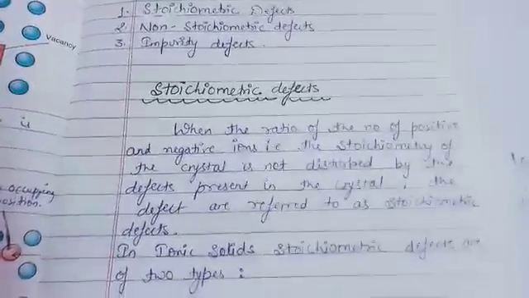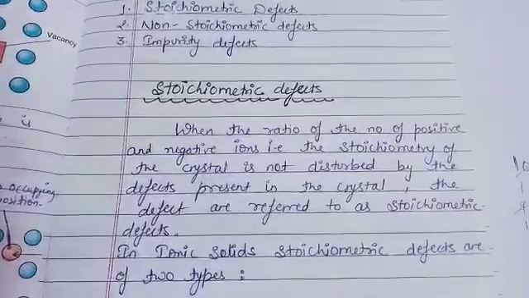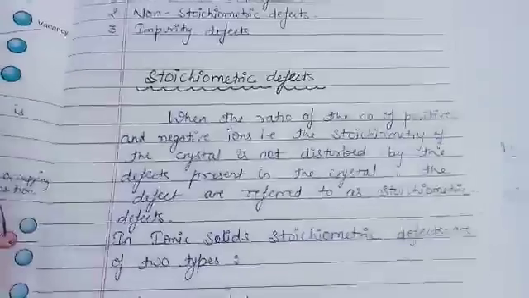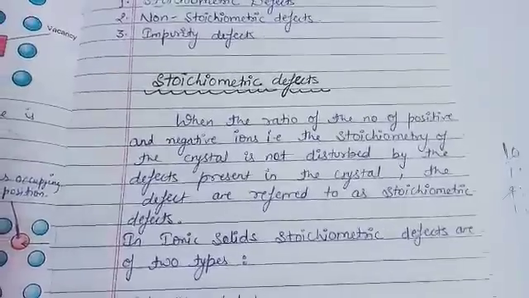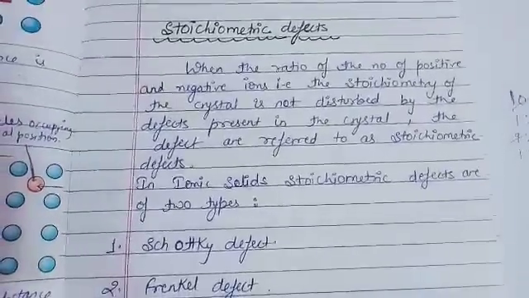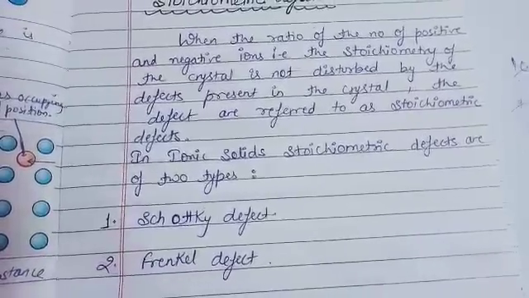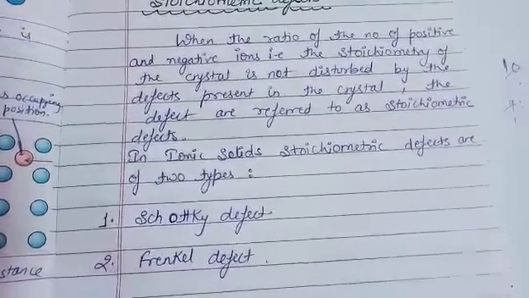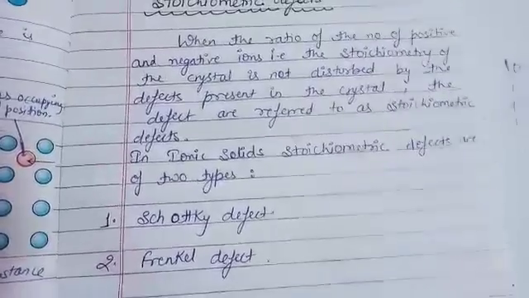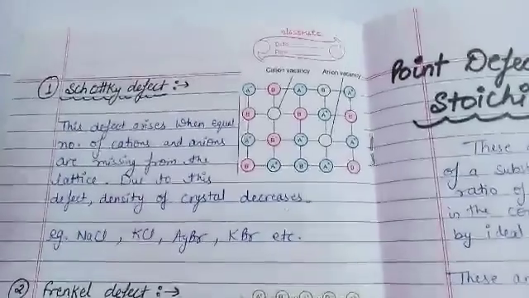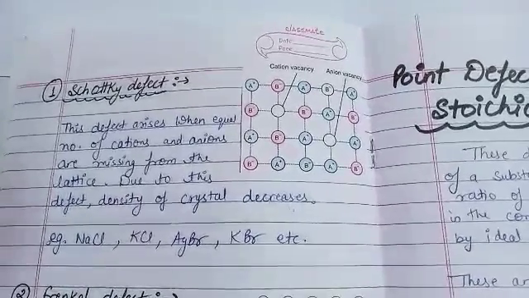Now, stoichiometric defect is again of two types: one is Schottky defect and one is Frenkel defect. Both defects are important for your competitive exam as well as for your board exam. First one is Schottky defect.